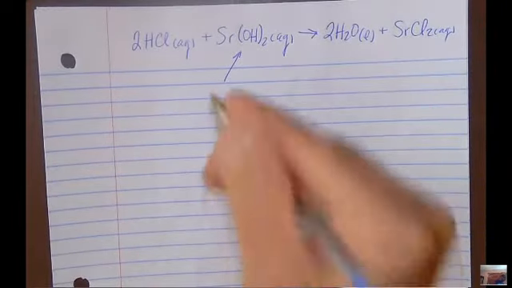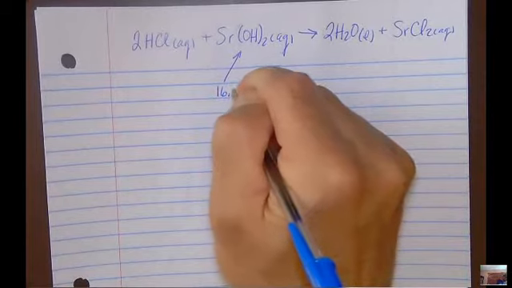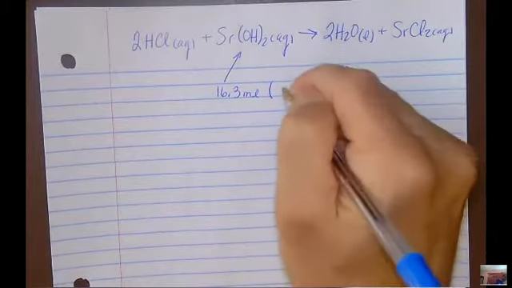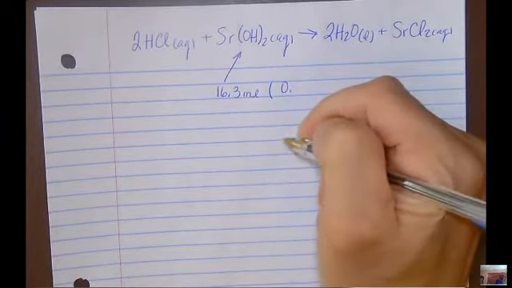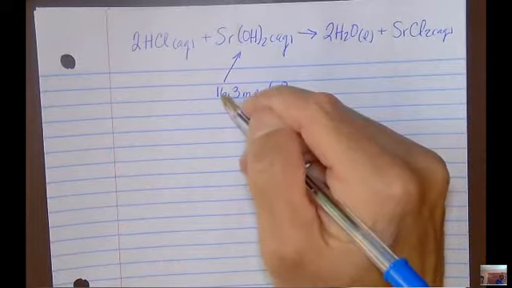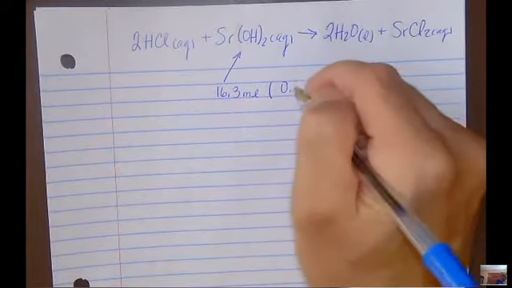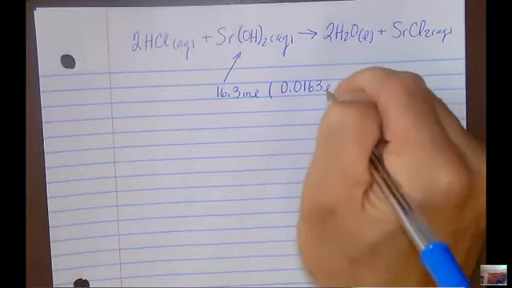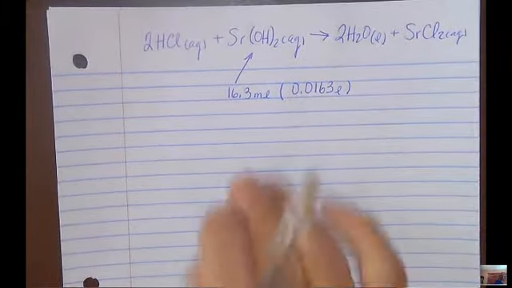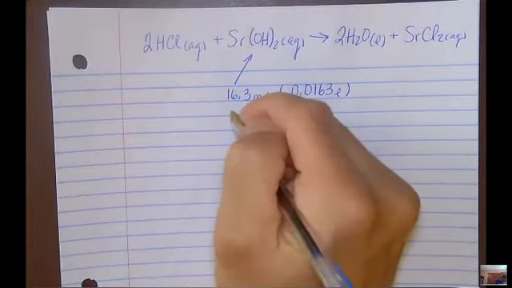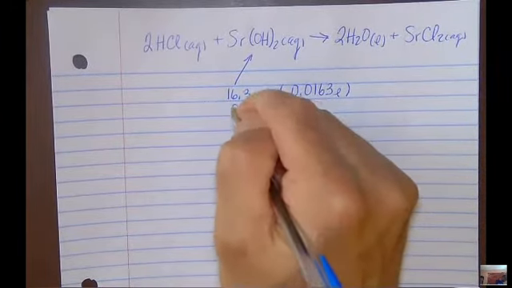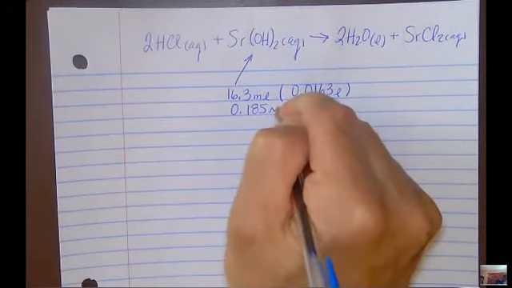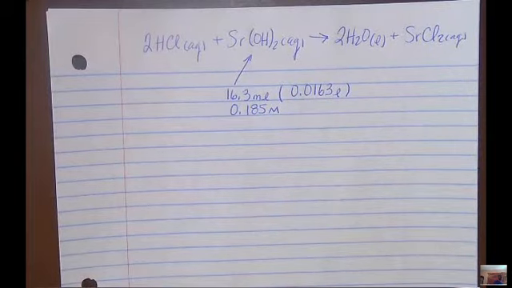I have 16.3 milliliters. Okay, that's not going to cut it. We're going to need to switch that to liters. So how do I go to liters? I have to divide by 1,000. So move the decimal place 3 times. So go 1, 2, 3. How many liters is 16.3 milliliters? 0.0163 liters, right? Because if we want moles, we want molarity times liters. And we do know its concentration. It's pretty concentrated, 0.185 molar.